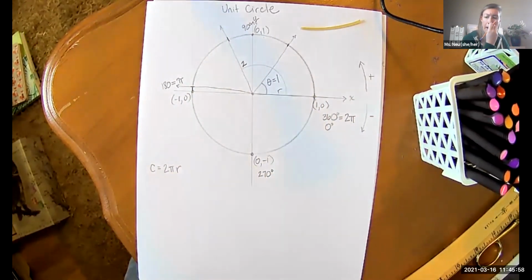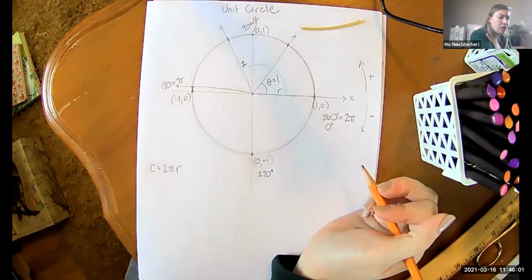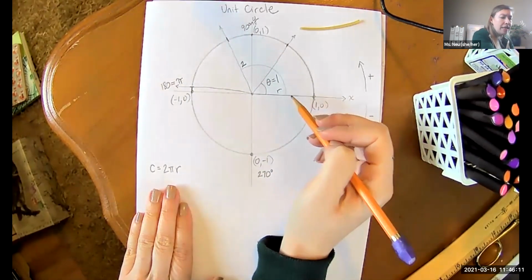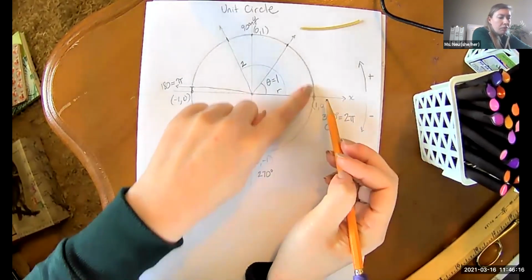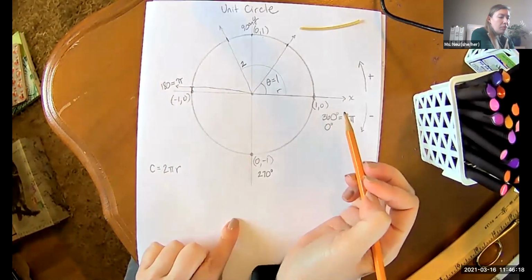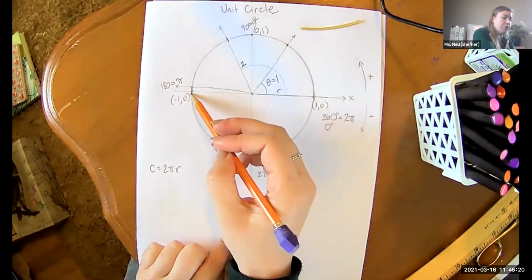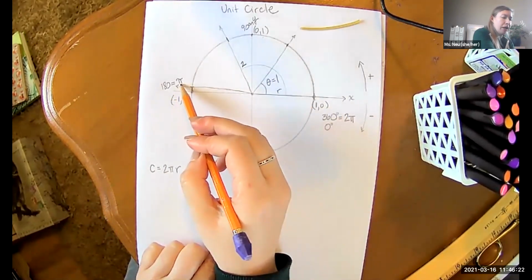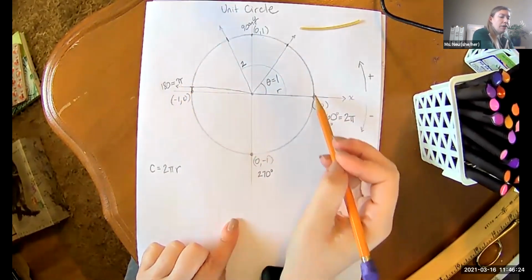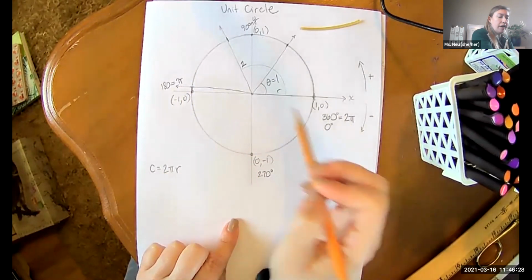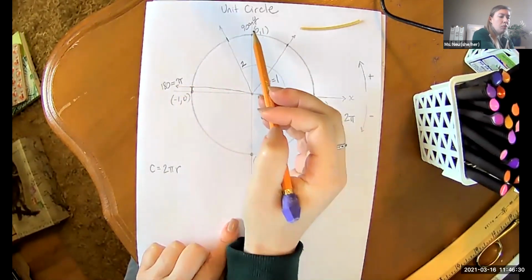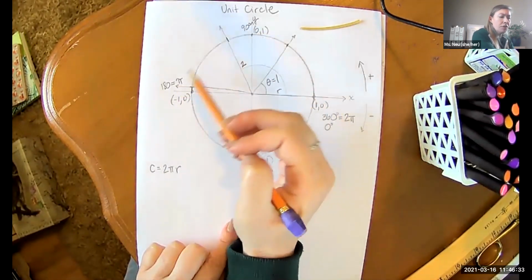Okay, kind of crazy. We know what a radian is. A radian is just like the radius wrapped around the circle here. And we know that to get halfway around the circle is pi, and to get all the way around the circle is 2 pi. Let's look at how these pi's work with our degrees.